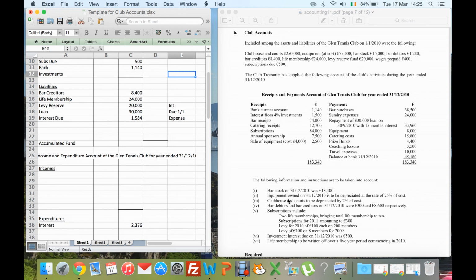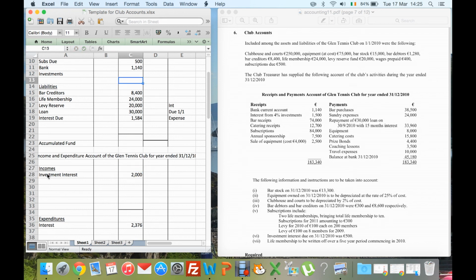Was there any more interest that should have been received? Yes, there was an interest due of 500. So the total interest should have been 2 grand. So I'll put that in here. So we should have received 2 grand. Now that 2 grand represents 4%.